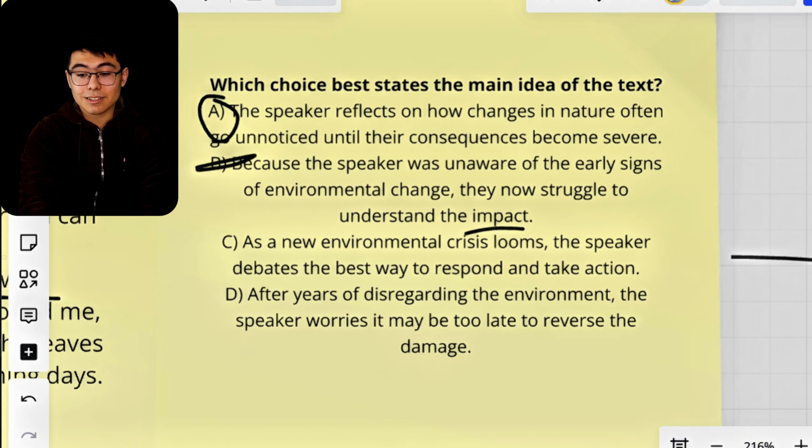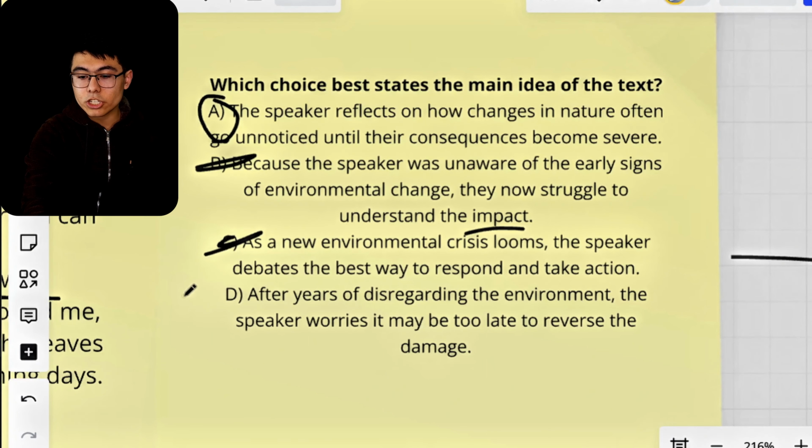Choice C. A new environmental crisis looms. The speaker debates the best way to respond and take action. Well, it's completely off topic, right? That's an example of a choice which is off topic, and you can eliminate these choices really easily. It doesn't mention a future crisis and nothing about taking action, so C is completely wrong.